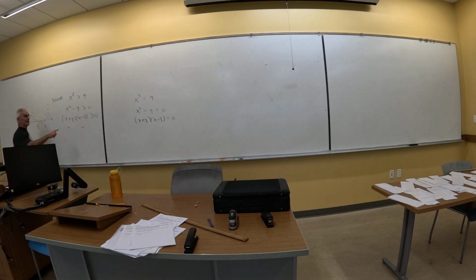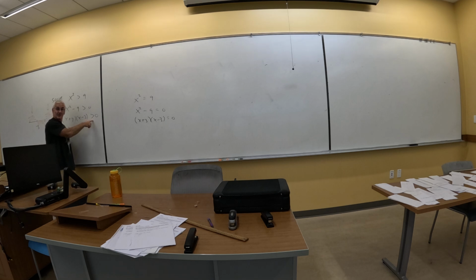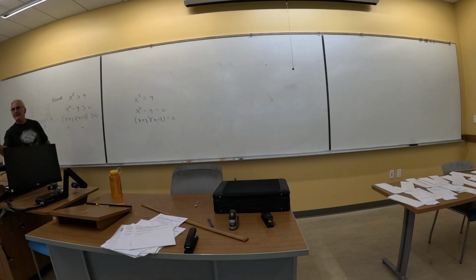What if it had been a less than? Then I would have picked this one. The work I did was the same regardless of the direction of this. Does that make sense? Now, I could do an or equal, I could do a strict inequality. That's not important. It's how do I now read my answer? My answer is this interval, and I write them this way: negative infinity to negative 3, open at both ends, union 3 to infinity.